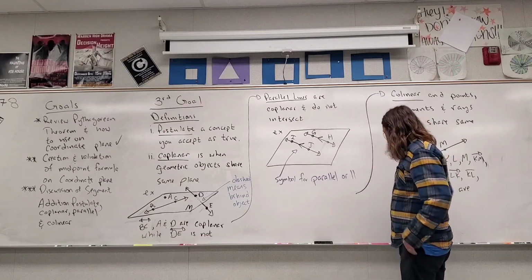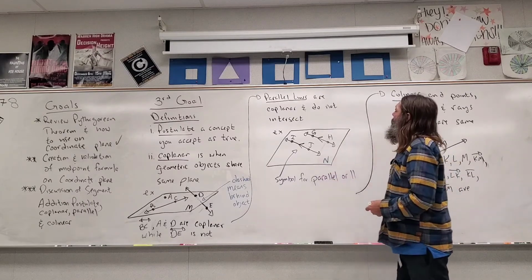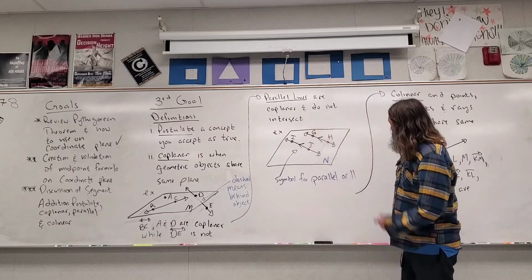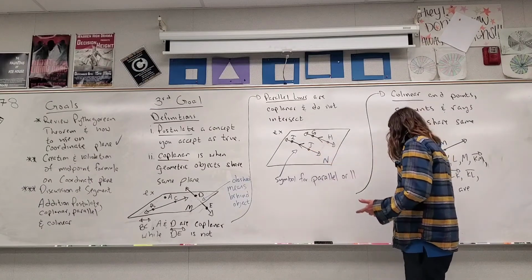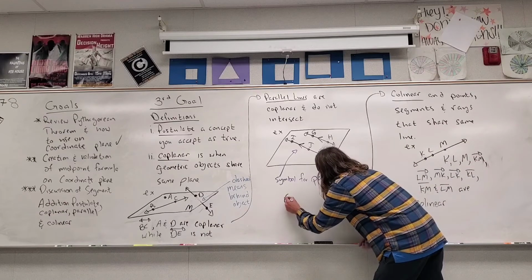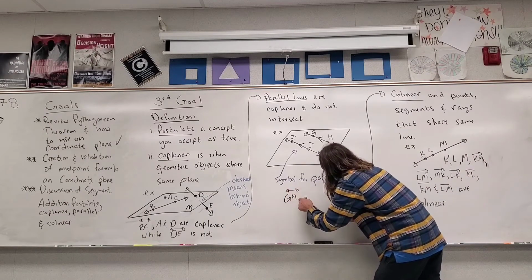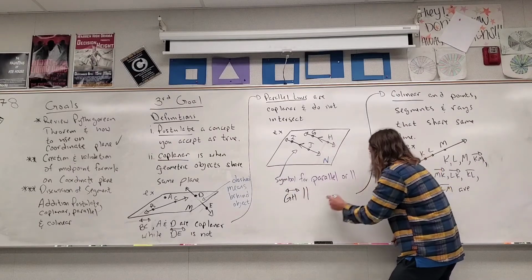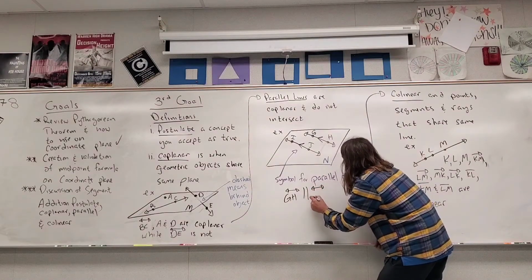So both lines are on this plane. This is plane N. And line IJ and line GH do not intersect. This is the symbol for parallel that tells me that they're parallel. You could also write it like this. Line GH, remember we need the arrows above the G and the H, is parallel, that's that symbol, to line IJ.